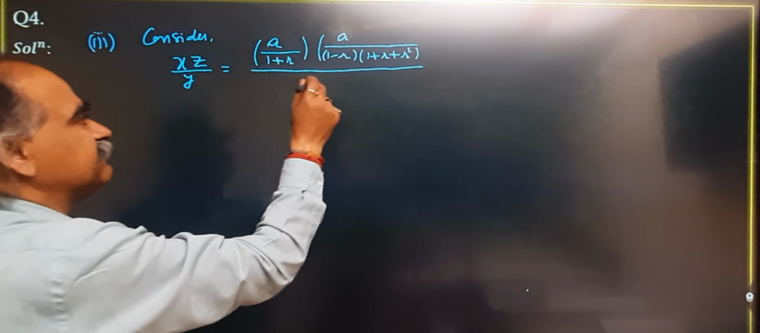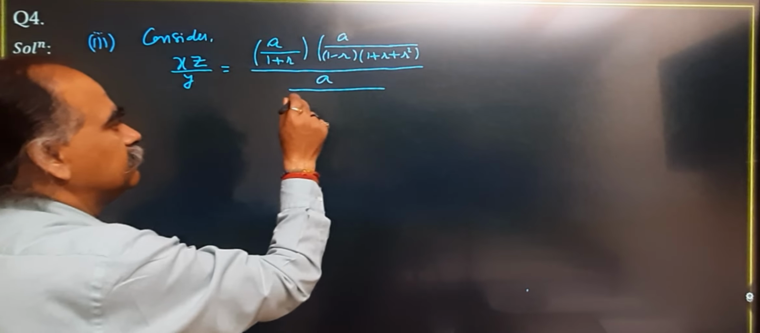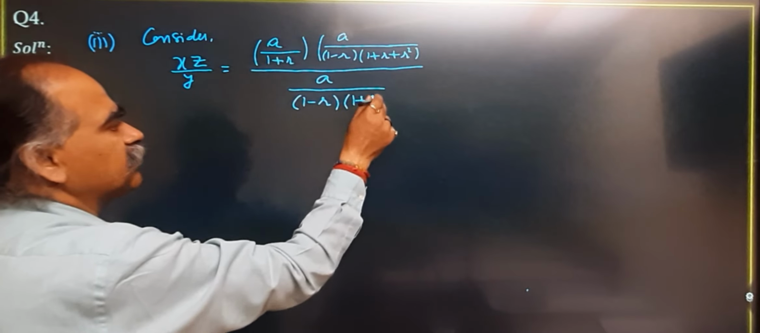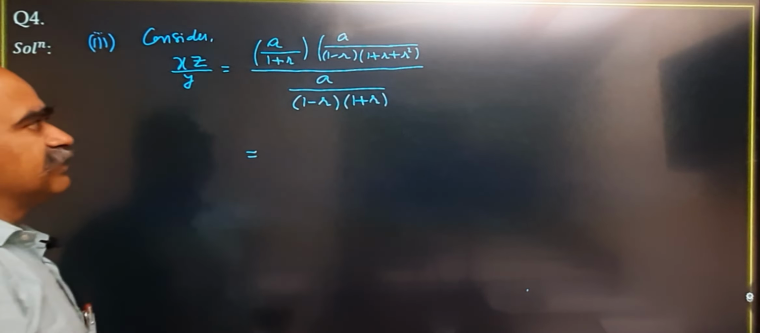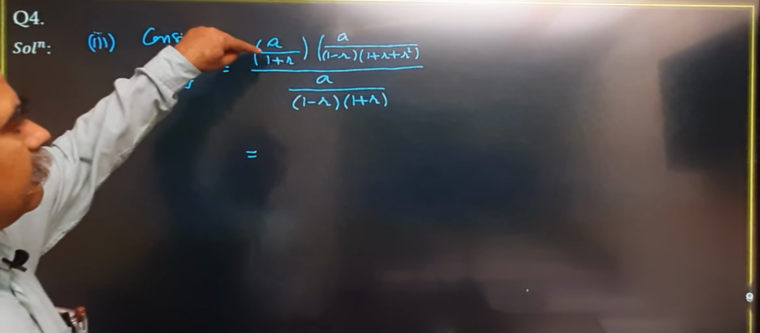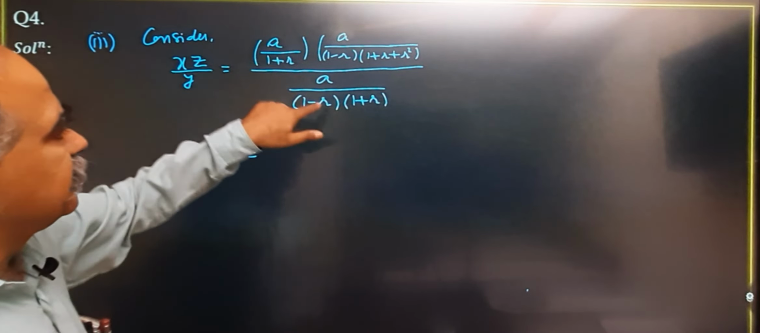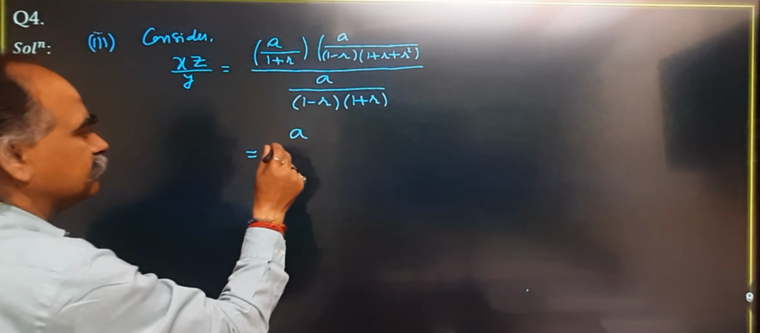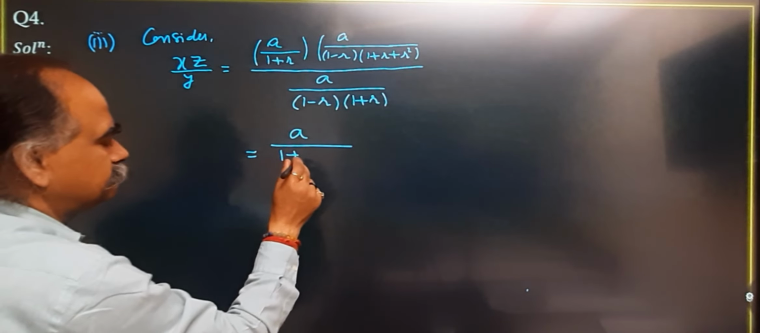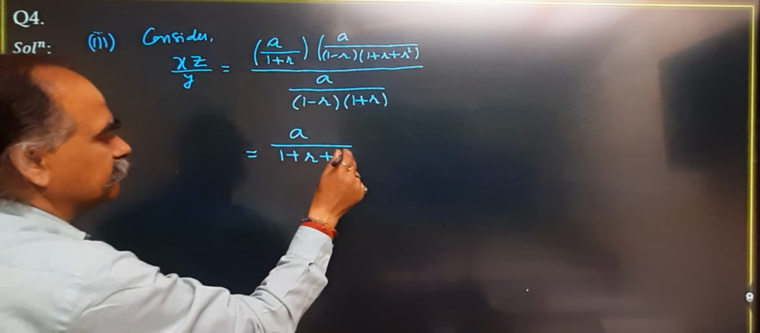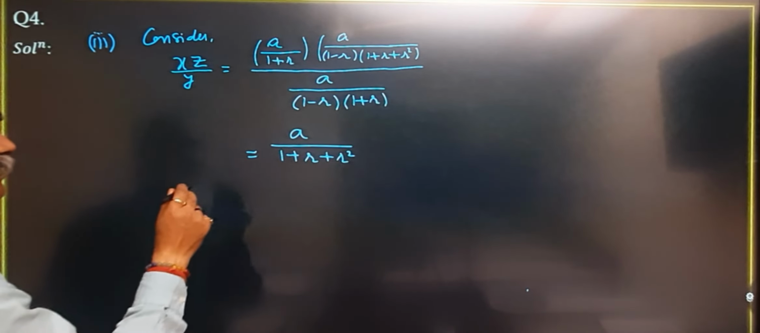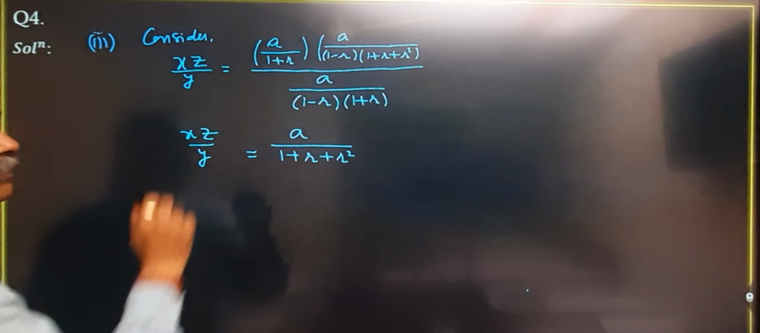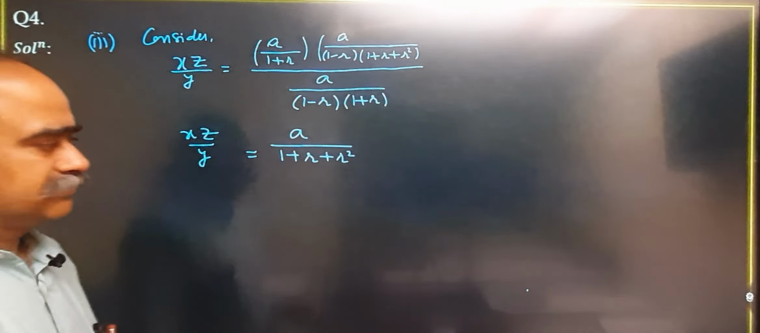Y is what? A upon 1 minus r into 1 plus r, which will give you a upon into 1 minus r, 1 plus r will get cancelled. What is left? A is left in numerator upon 1 plus r square. This is our third part. Therefore, xz upon y is what? A upon 1 plus r square.